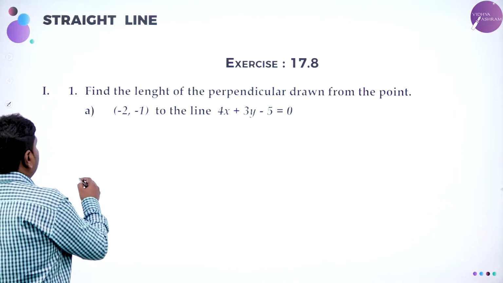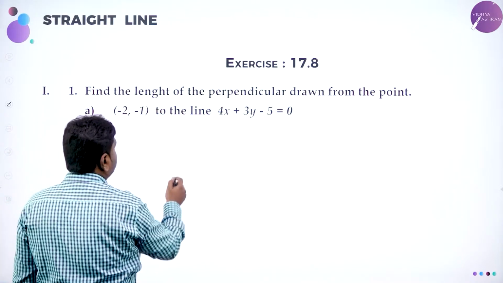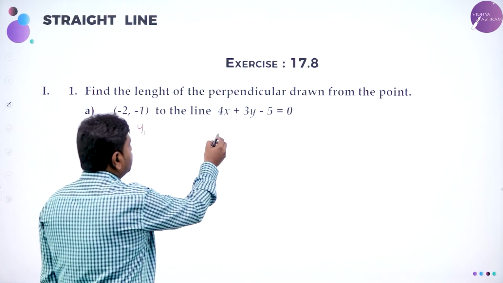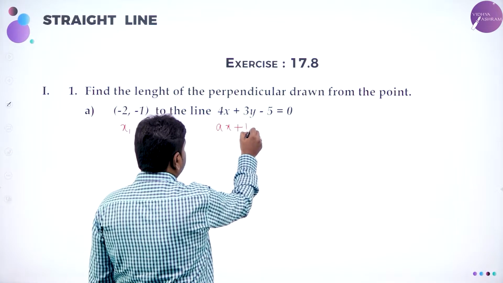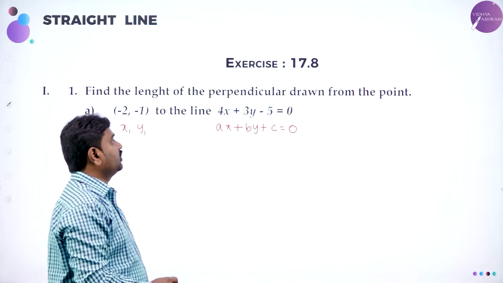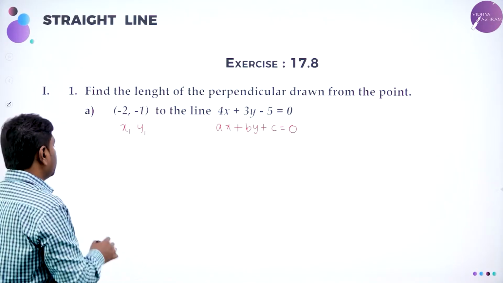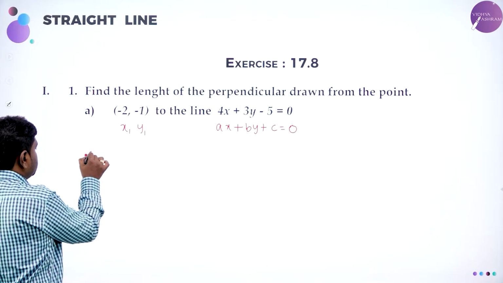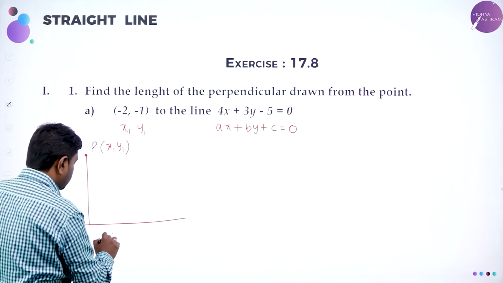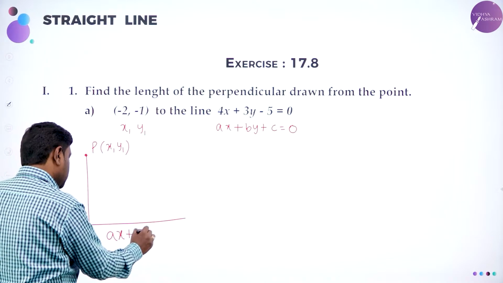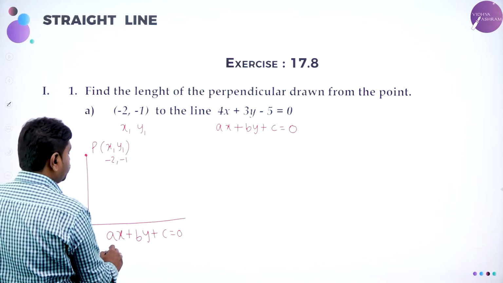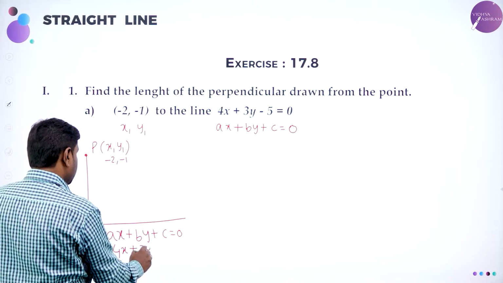Now, I'll take one problem as a sample. Find the length of the perpendicular from the point minus 2, minus 1. The point we call x1, y1, and the line is ax plus by plus c equal to 0. So they gave a point and a line and they want you to find the length of the perpendicular. I told you the formula. This is the point x1, y1 and this is the line ax plus by plus c equal to 0. So the point is minus 2, minus 1, and the line is 4x plus 3y minus 5.